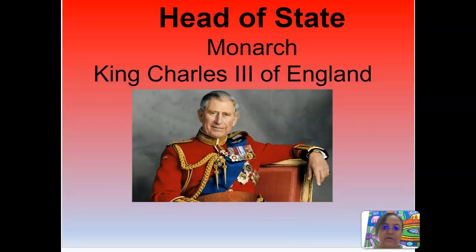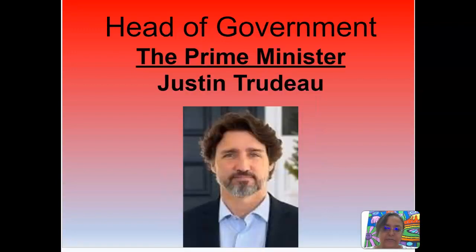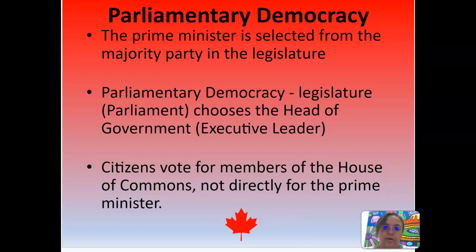The head of state is the monarch, King Charles III of England. The Governor General is Mary Simon. The head of government is the Prime Minister, Justin Trudeau. Parliamentary democracy: the Prime Minister is selected from the majority party in the legislature. Parliament chooses the head of government, the executive leader.